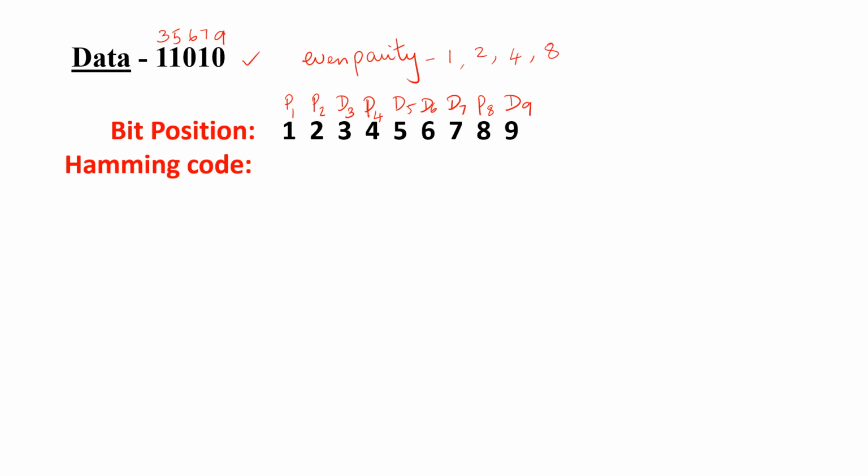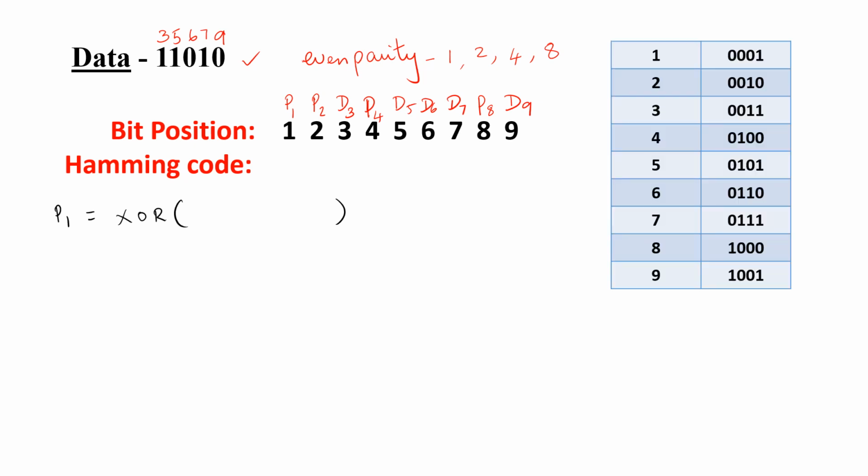To find the parity, P1 can be found by XOR of some data bits. So you have to XOR some data bits to find P1. We have to know which data bits to choose to find P1. For that, let's refer to this table.